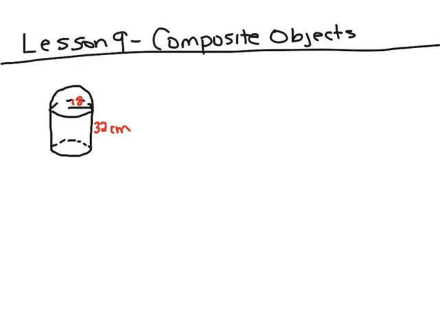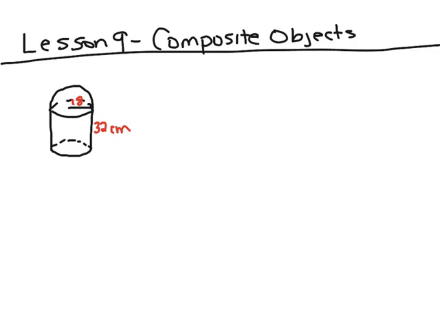A composite object is the result of combining two or more objects to make a new object. So it's just two things put together. So we have a composite object, and we want to find the volume for this object. So we have half of a sphere, which is called the hemisphere, and a cylinder.